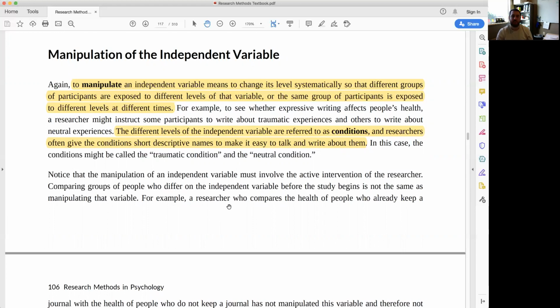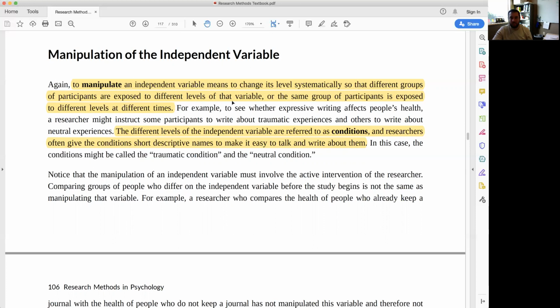So when we talk about variables and levels, they are different things. Different levels of the independent variable are referred to as conditions. So if you hear conditions, it essentially means levels. So here we had three different conditions of the one independent variable.